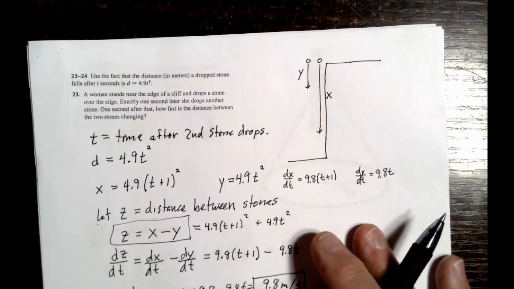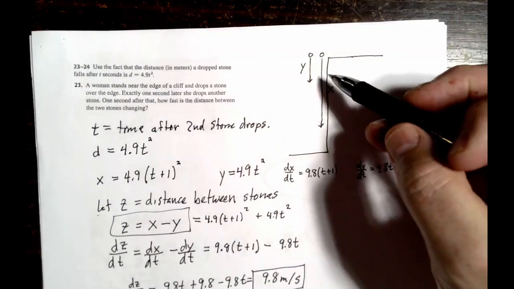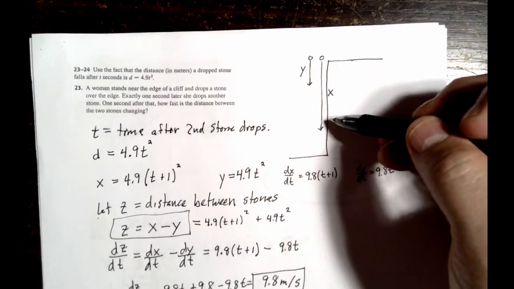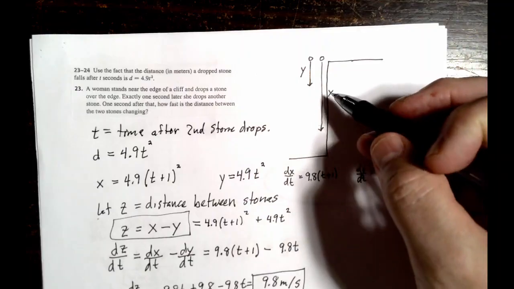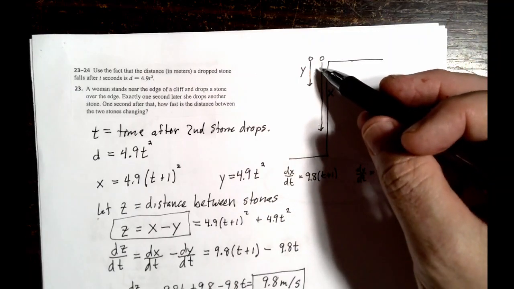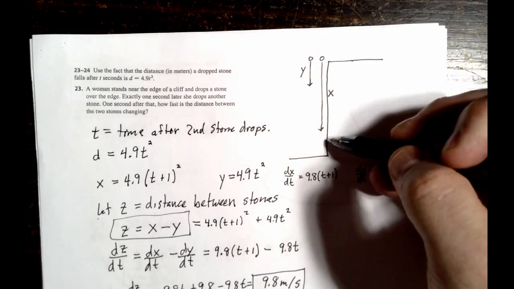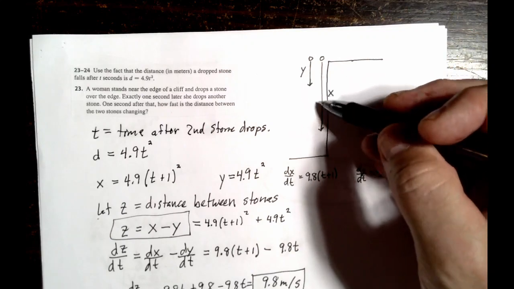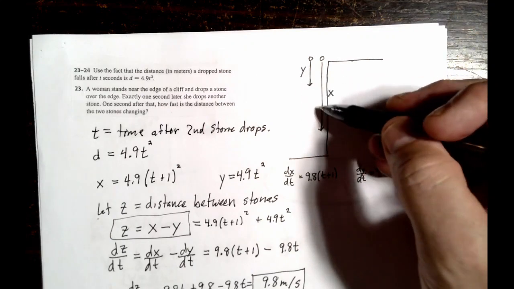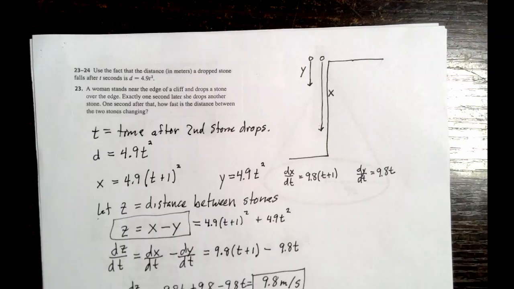Alright, a woman drops a stone off of a cliff, and the distance it traveled is 4.9 times t squared. So she drops one stone, and then a second later drops another, and they're asking how fast is the distance between the two stones changing. Well, the distance is 4.9 t squared.